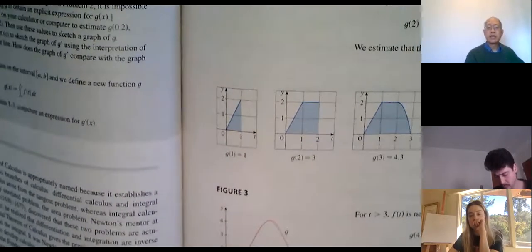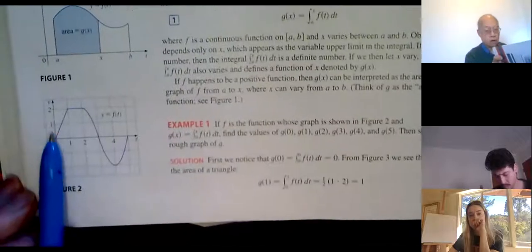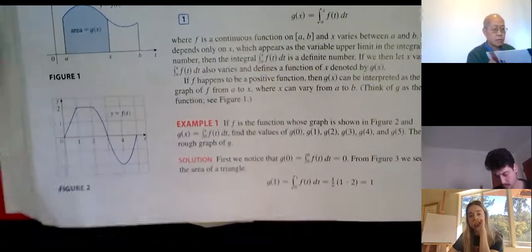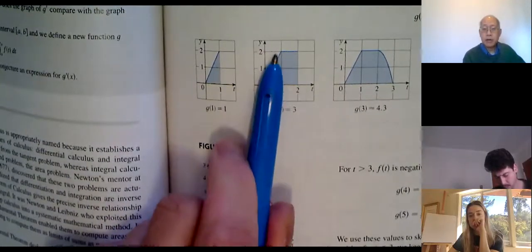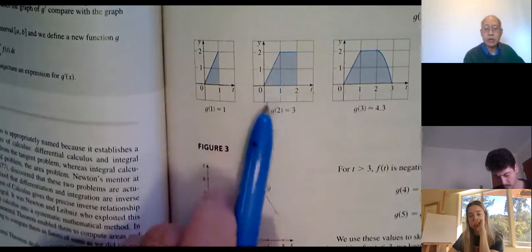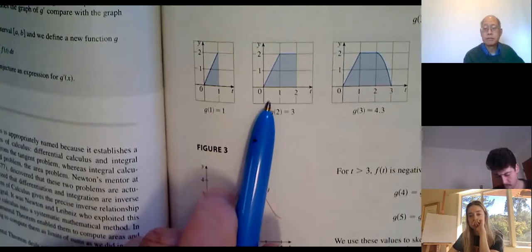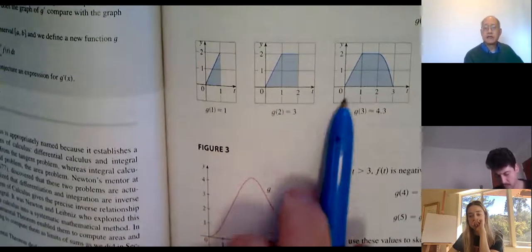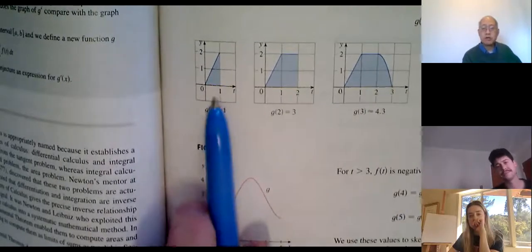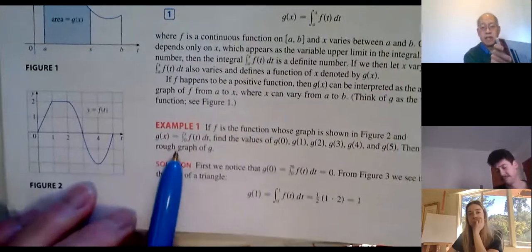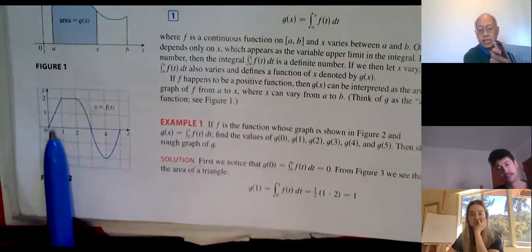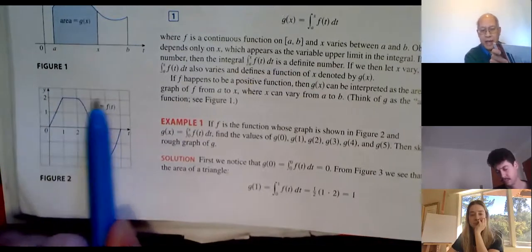G of 2 is the integral from 0 to 2. That means they're going from there to there. That's 3. 1 square, 2 squares, and 1/2 base times height, that's another 1. So grand total of 3. G of 3 is this picture. See what's happening? You're moving the x, as it were. So g of x is defined as the integral from 0 to x. So you're fixing the 0, but you're moving x back and forth, and it's kind of like you're getting an area function. Okay. So they say g of 3 is 4.3.